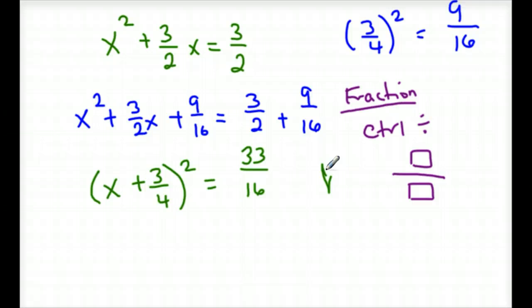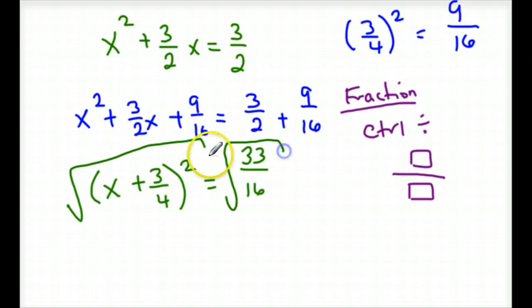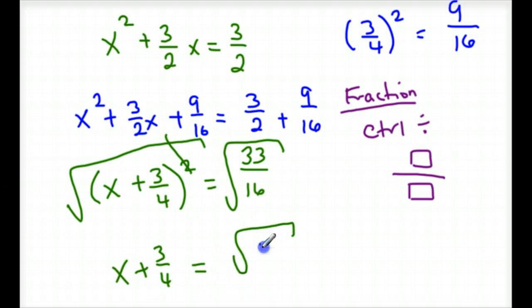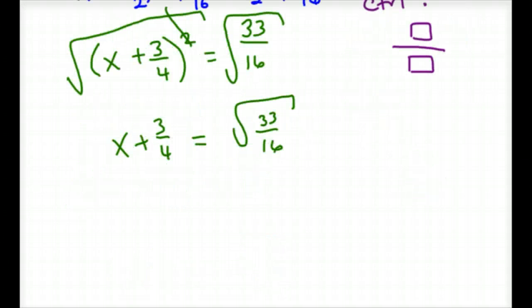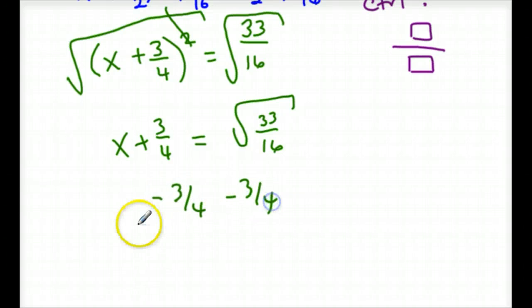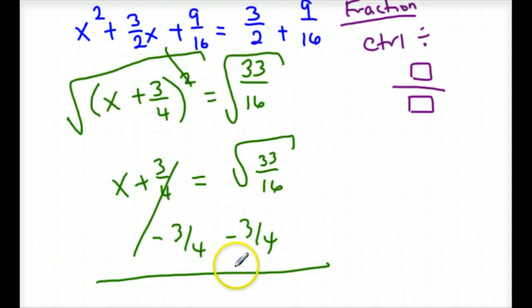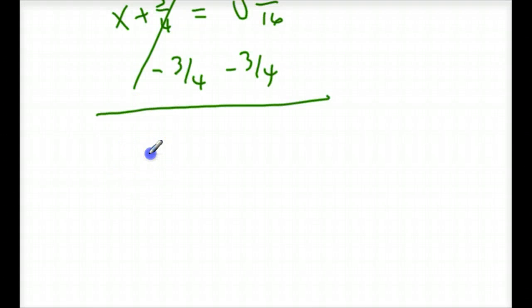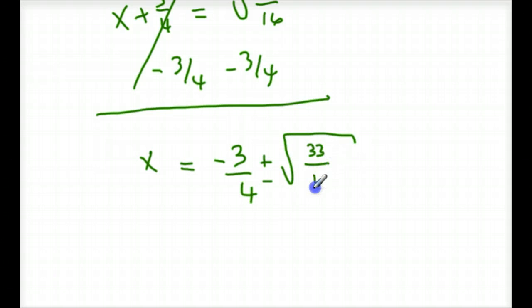Now that you have this done, it's the same exact thing that we have been doing. Take the square root of both sides. Don't freak out because you have a fraction. That cancels. You're left with x plus 3 over 4 is equal to the square root of 33 over 16, which is fine. And then my next step would be minus 3 over 4 on both sides. This cancels. I'm left with x equals minus 3 over 4 plus or minus the square root of 33 over 16.